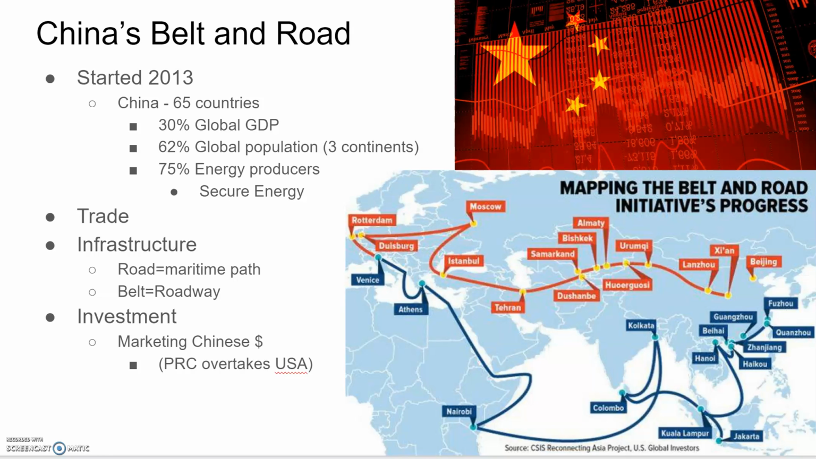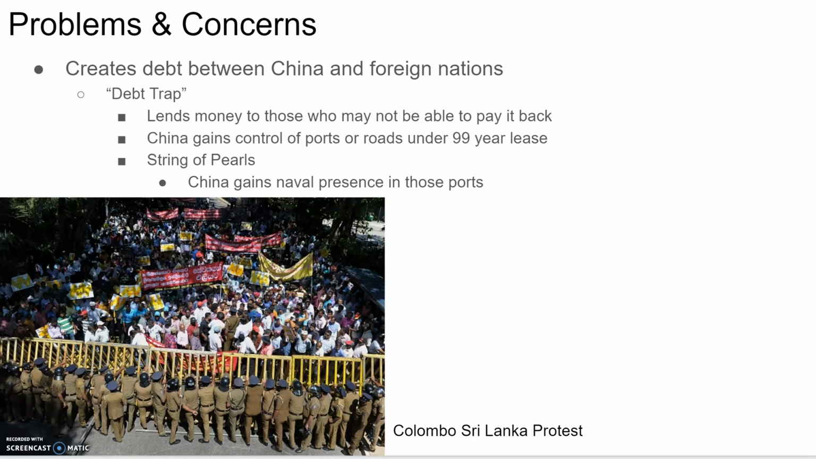Now, an interesting side note: just last week, China overtook the U.S. Well, I guess it was the end of October of 2019, the Chinese overtook Americans in the high class. So there are more Chinese billionaires than American ones now. So that just happened. So what are some problems and concerns of this?